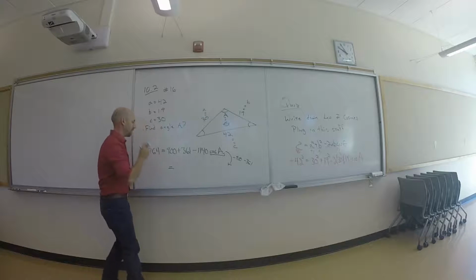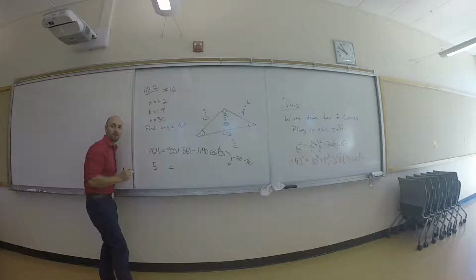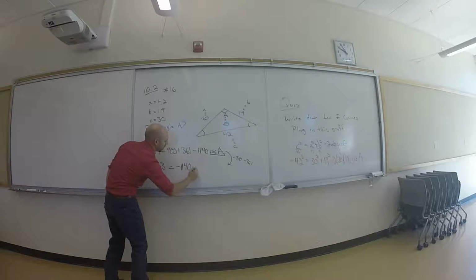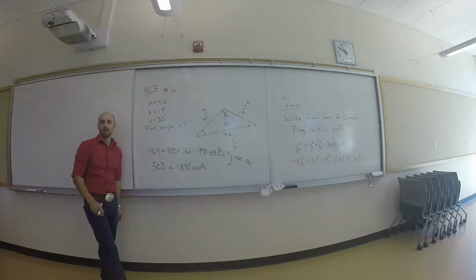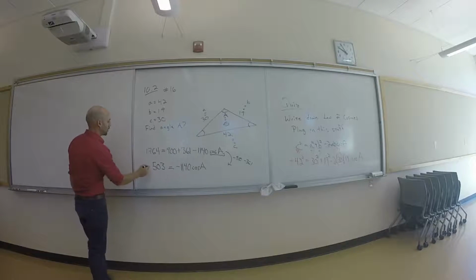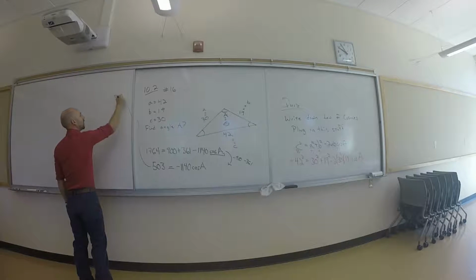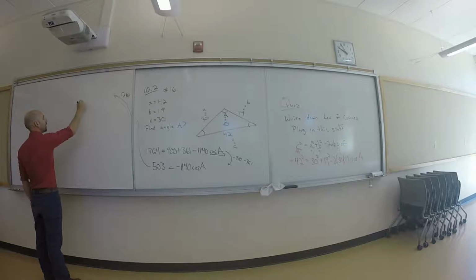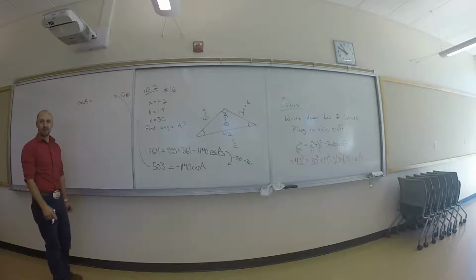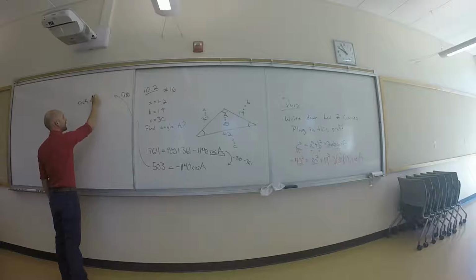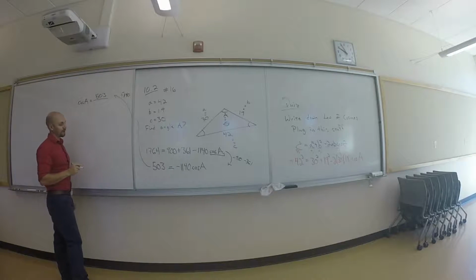What am I going to get? 503 is minus 1140 cosine of A, right? Cool. So take this business, divide both sides by minus 1140, and I'll get cosine of A equals what? Well, approximately. Unless you want to just leave it like this. Okay. Let's say it's 503 divided by negative 1140.